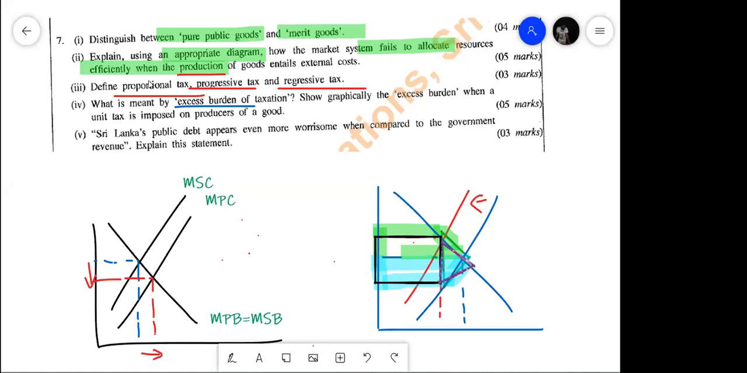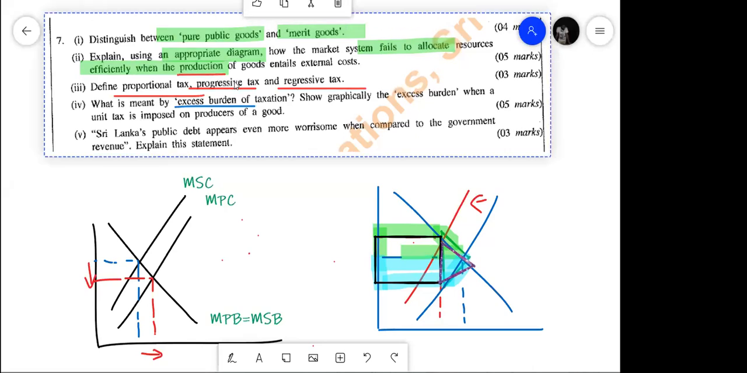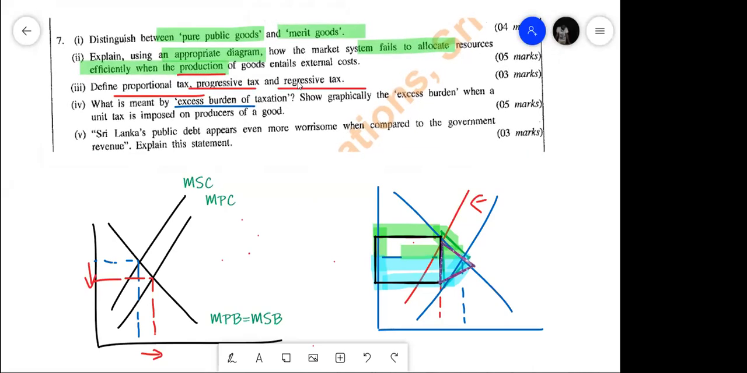And the third question is to define proportional, progressive, and regressive taxes. Again, very simple. You talk about proportional. Even if income increases, tax percentage remains the same, right? Progressive, income increases, the percentage of tax that they pay increases. Regressive is the other way around. So you can put in that.